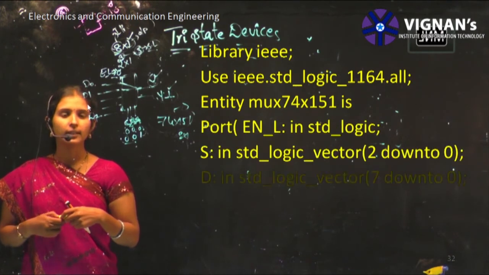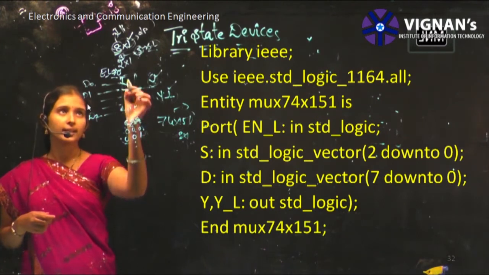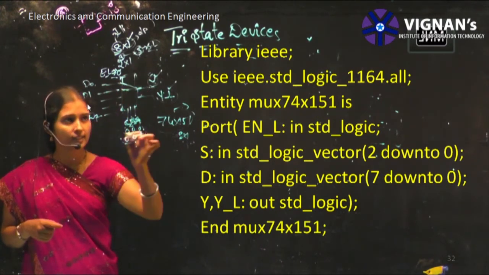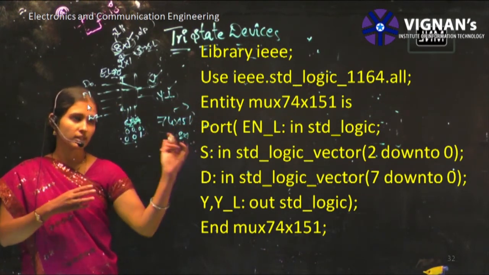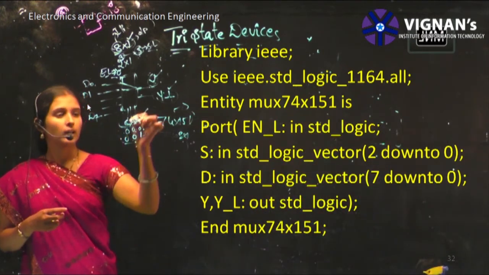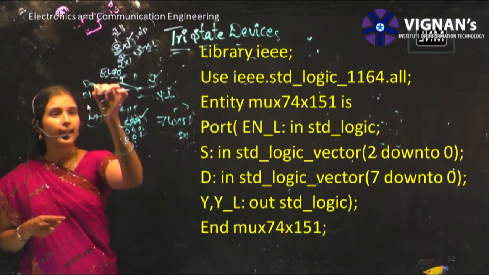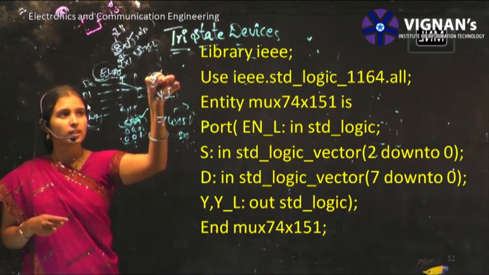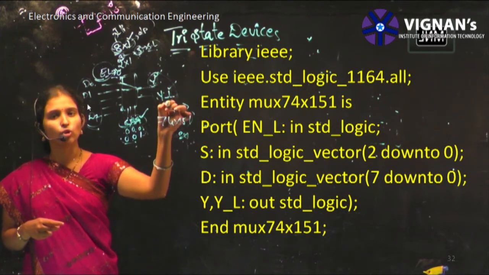Now coming to the coding. You are writing code for the 8 to 1 multiplexer. That means whatever is there in this diagram will be written into your entity. In the entity declaration, you will declare your selection lines. There are 3 selection lines, 8 input lines, 1 enable input and 2 output lines, that is Y and Y bar. This is active high as well as active low output.